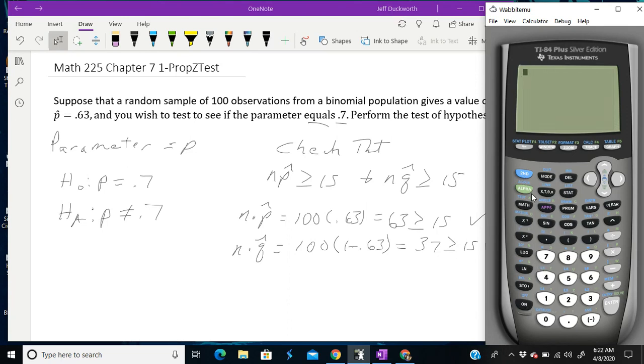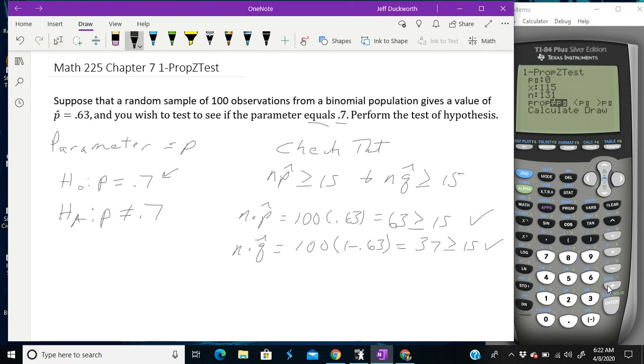All right, so we're going to use the PropZTest. You see that there in the top of the screen there, top left. So to get there, we hit the Stat button, and we go over to Tests, which is where all of our tests of hypothesis and confidence intervals are. And you see PropZTest right there, number 5. Let's arrow down to that. You can hit the number 5 as well. All right, p0 is the value we're trying to test. So this value here, 0.7, is p0. So we're going to put in 0.7 for that.